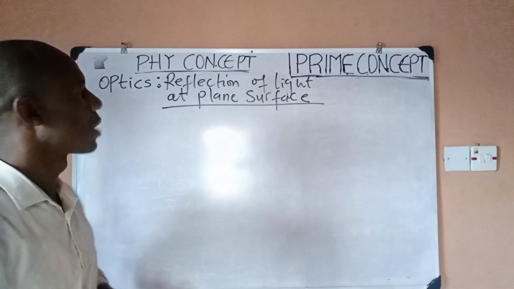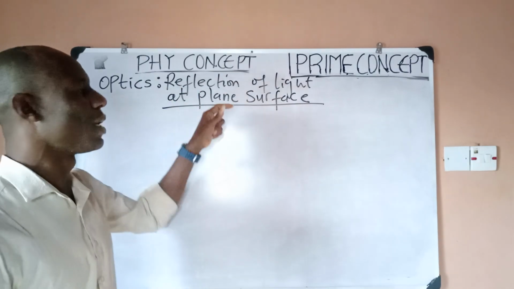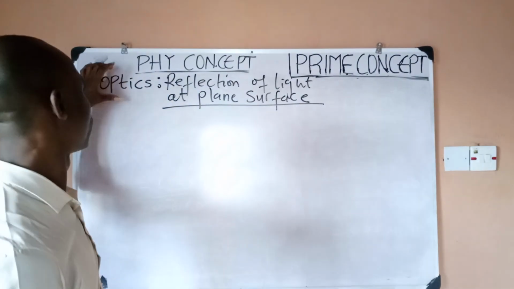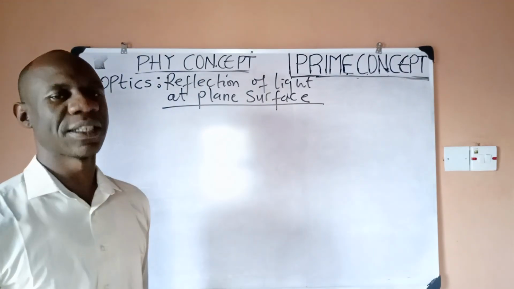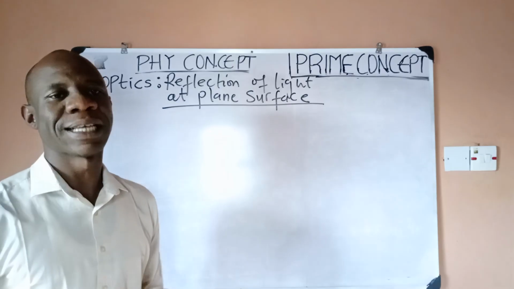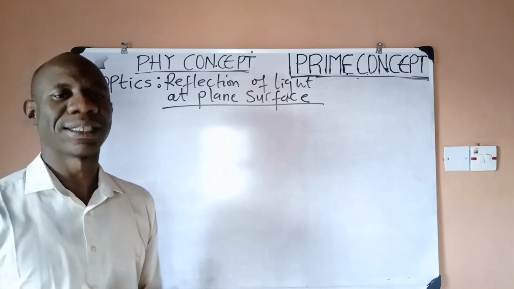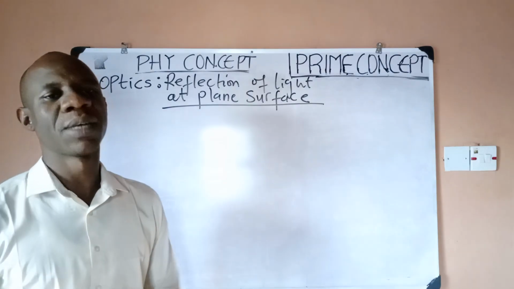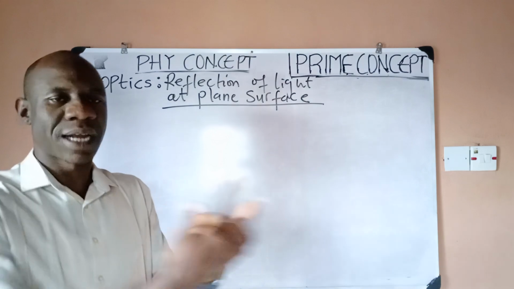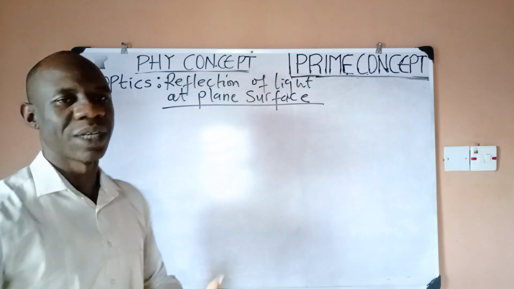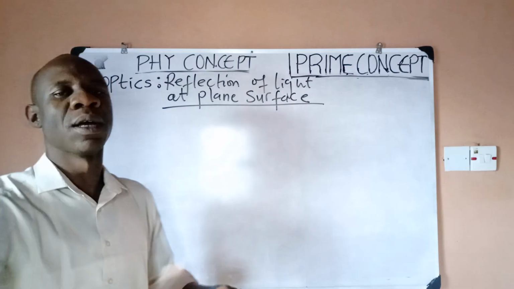Thank you. Now I want to look at optics, and the part we want to start with is reflection of light at plane surfaces. First of all, we need to understand what optics actually means. Optics is a branch of physics that studies light and its propagation. When we say propagation of light, we simply mean how light travels. We know that light travels naturally on a straight line. So optics is that branch that analyzes light and how it travels from a source.